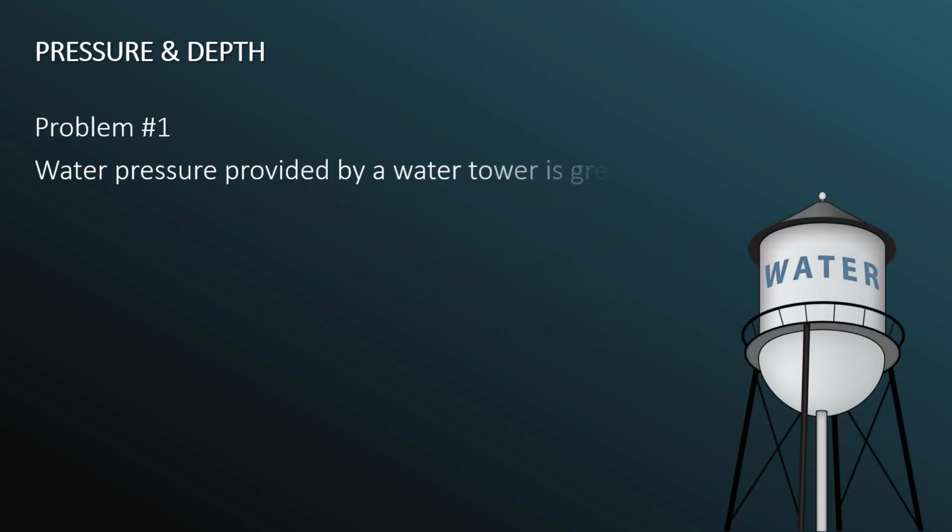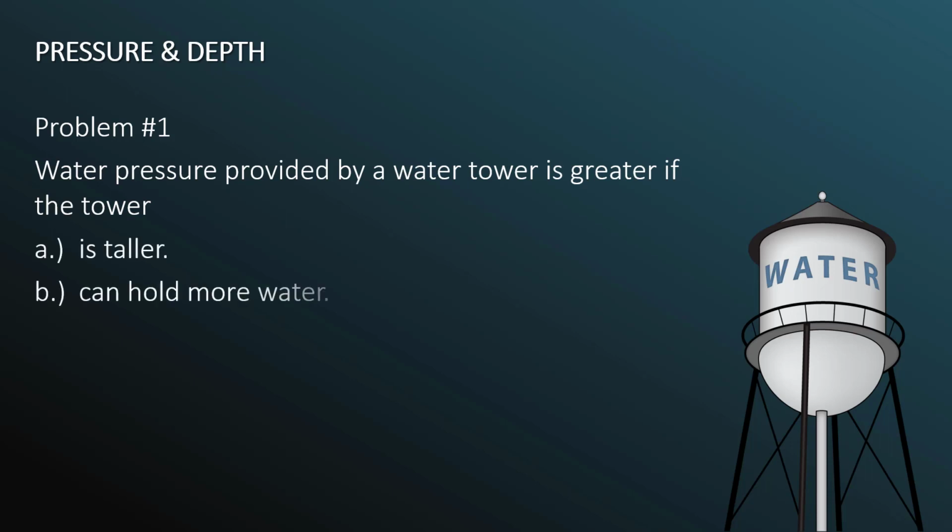Water pressure provided by a water tower is greater if the tower A is taller, B can hold more water, or C, none of the above. Well, we want greater depth, so we want the water tower to be taller. Because remember, only the depth, not the amount of water, contributes to the pressure.